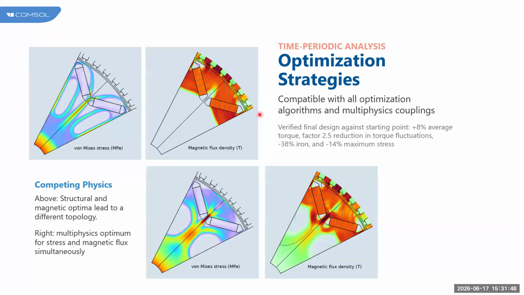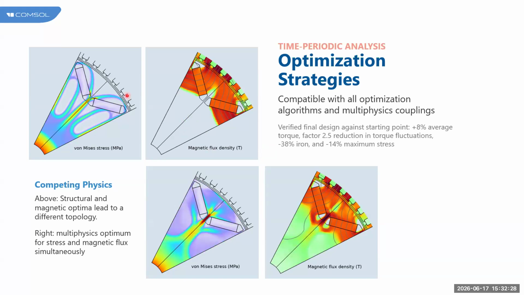So moving on, here we are going to talk about another very important topic where COMSOL plays a major role. Optimization is where you move from the analysis of motors to improvement of your existing design. The topology optimization example shown on this slide illustrates why multiphysics optimization is very important. If you optimize the rotor topology purely for magnetic performance, you get a design that maximizes your flux, but it can be structurally weak.